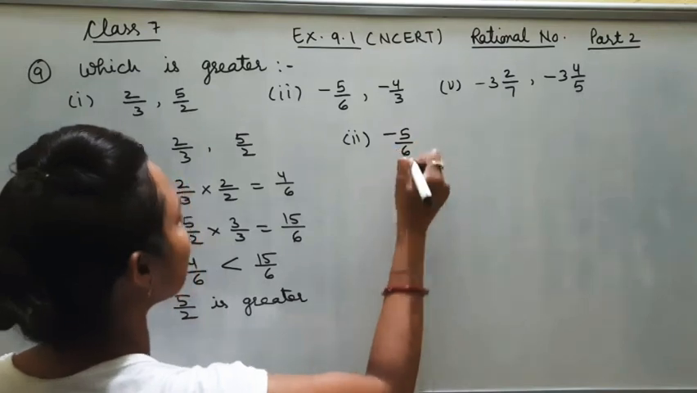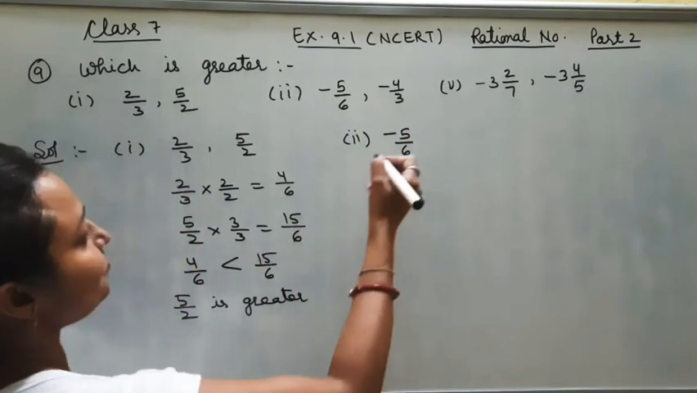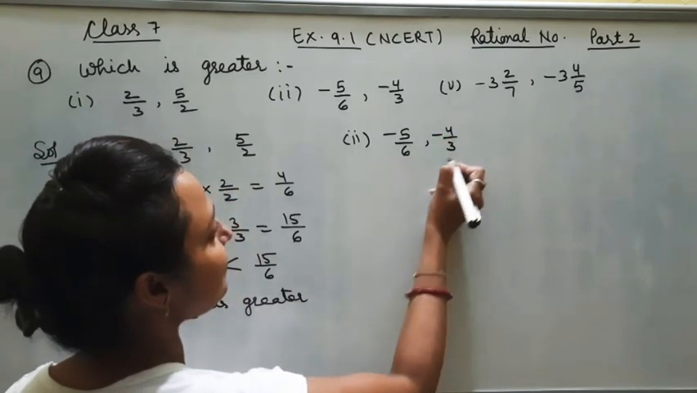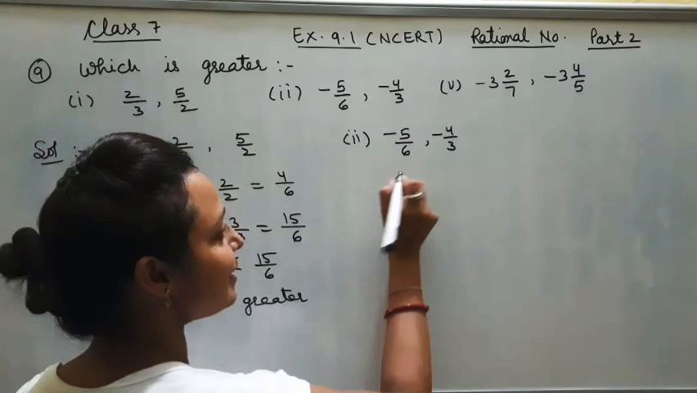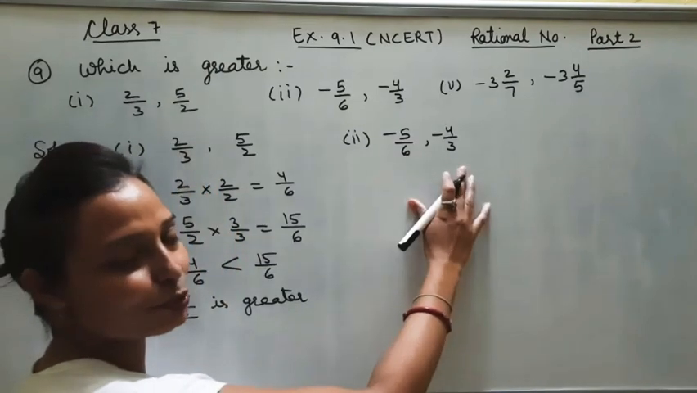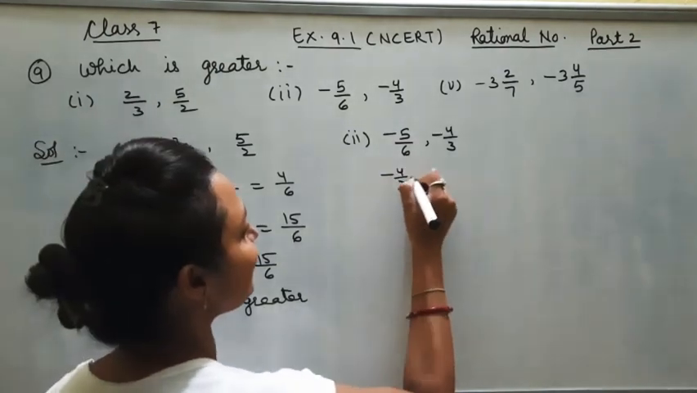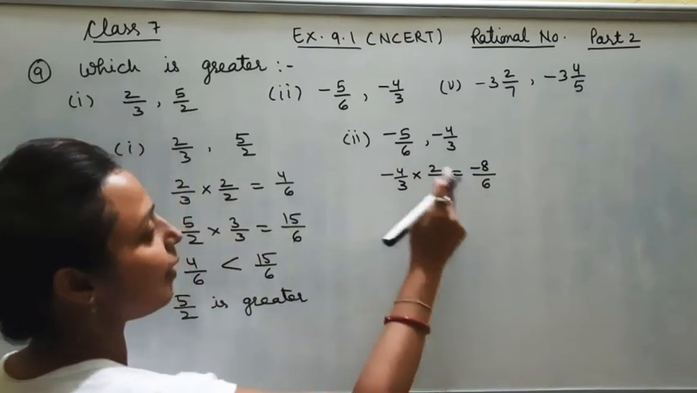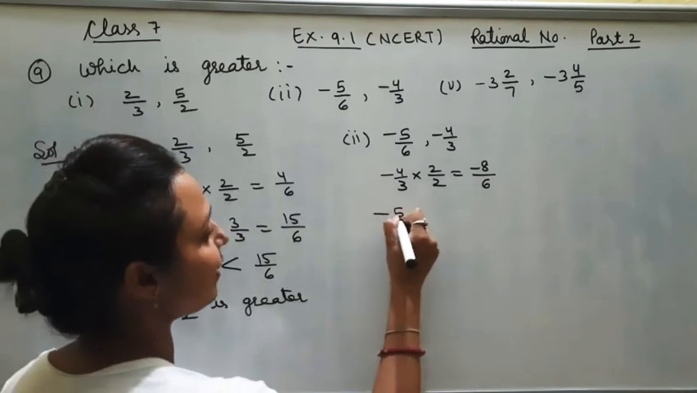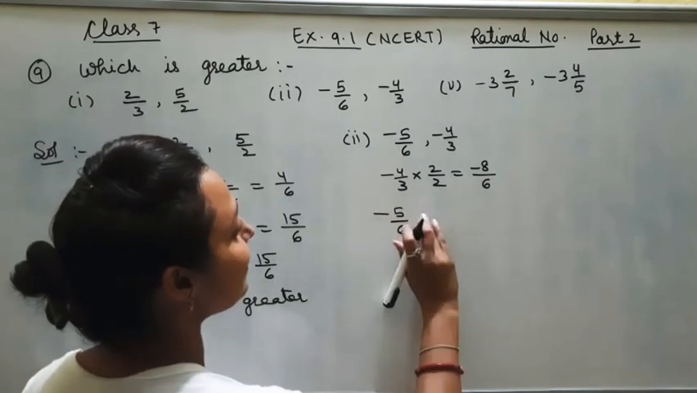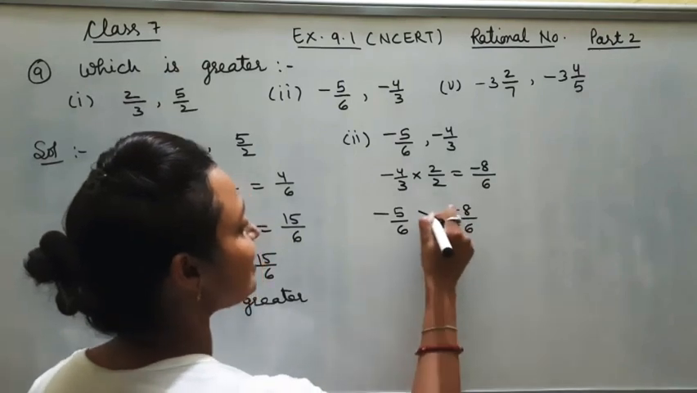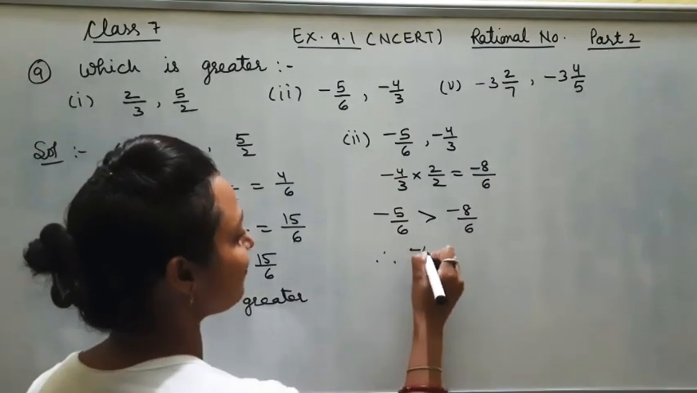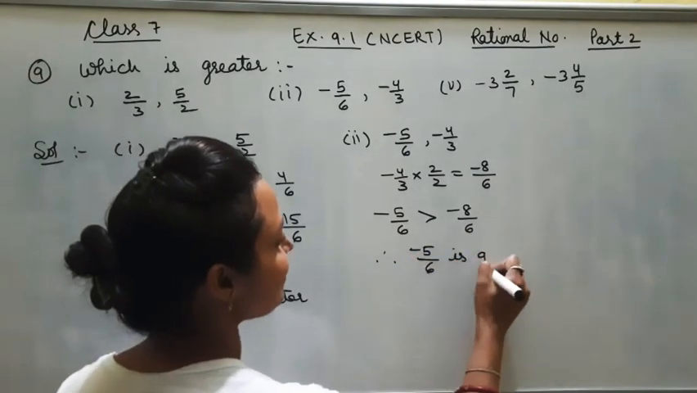In this question, this is 5 by 6 and minus 4 by 3. I will multiply it by only 2. 5 by 6 remains as it is because the LCM of these two is 6. So minus 4 by 3 into 2 upon 2: 4 2s are 8, 3 2s are 6. So when you compare these two, minus 5 by 6 and minus 8 by 6, this number is greater, the smaller number is greater. Therefore, minus 5 by 6 is greater, right?